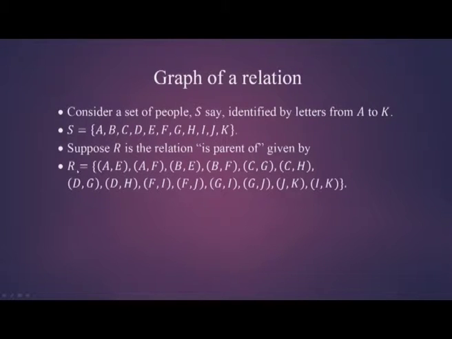So, we have R, which is a subset of ordered pairs like (A, E), (A, F) and so on up to (I, K). Here (A, E) means A is parent of E, (A, F) means A is parent of F, (B, E) means B is parent of E, (B, F) means B is parent of F and so on. Now, we would like to draw a graph of this relation.